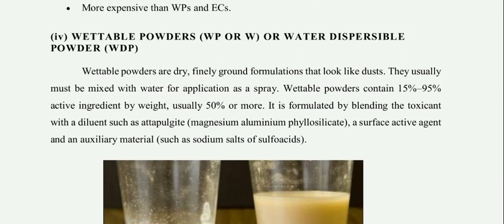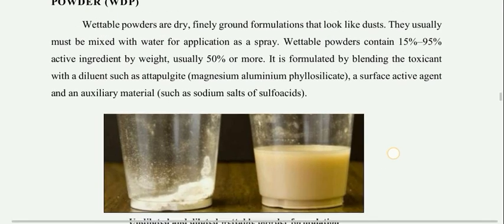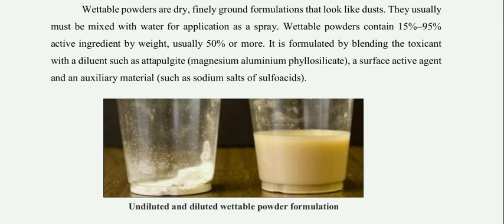Wettable powders, WP or W, for water dispersible powder. Wettable powders are dry, finely ground formulations that look like dusts. They usually must be mixed with water for application as a spray. Wettable powders contain 50% to 95% active ingredient by weight, usually 50% or more. It is formulated by blending the toxicant with a diluent such as magnesium aluminium phyllosilicate, and a surface active agent and auxiliary materials, the sodium salts of sulfonic acids.